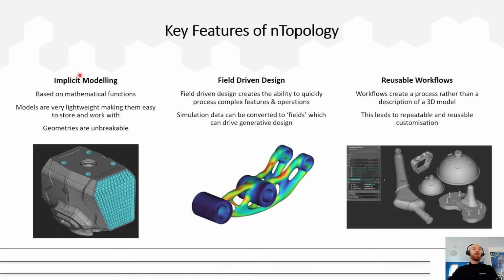So implicit modelling is where models are based on mathematical functions. Models are very lightweight, making them easy to work with and easy to store. And the geometries are unbreakable. So we can see in this little screen recording below, this is a gyroid structure inside a little engine block being updated in real time. You can see we can adjust the parameters of the gyroid structure and the model is just updating straight away. There are no crashes to do with intersecting faces or radii, just updates straight away.